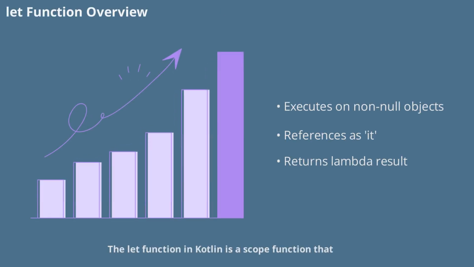Let function in Kotlin is a scope function that executes a block of code only if the object is non-null. Inside let, the object is referenced as it, but you can rename it for clarity. The function returns the result of the lambda, not the object itself. This makes let perfect for transforming data or handling nullability in a concise way. For example, you might use let to map a value or perform an operation only if a variable isn't null, avoiding unnecessary null checks throughout your code.